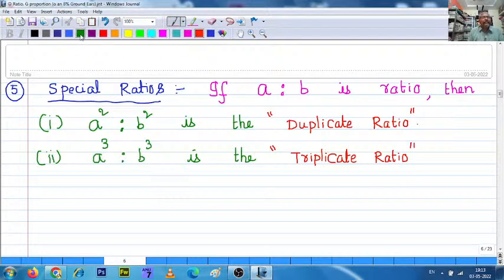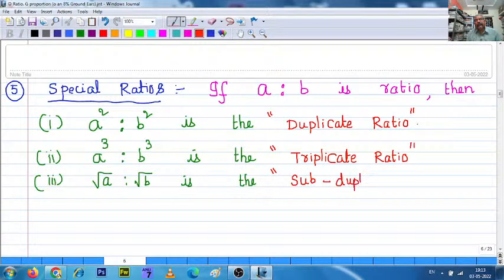So now let us move to third one. Take the square root of each term of the given ratio A is to B. Then what do we get? Root A is to root B. Then what do we call? So that is called subduplicate ratio.